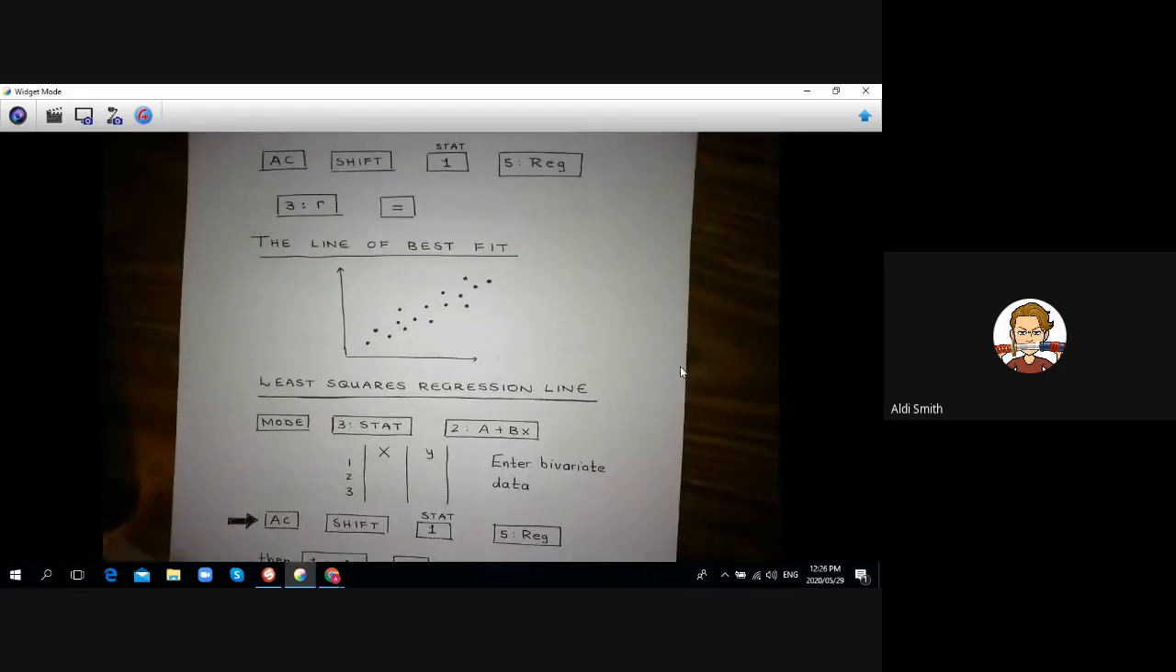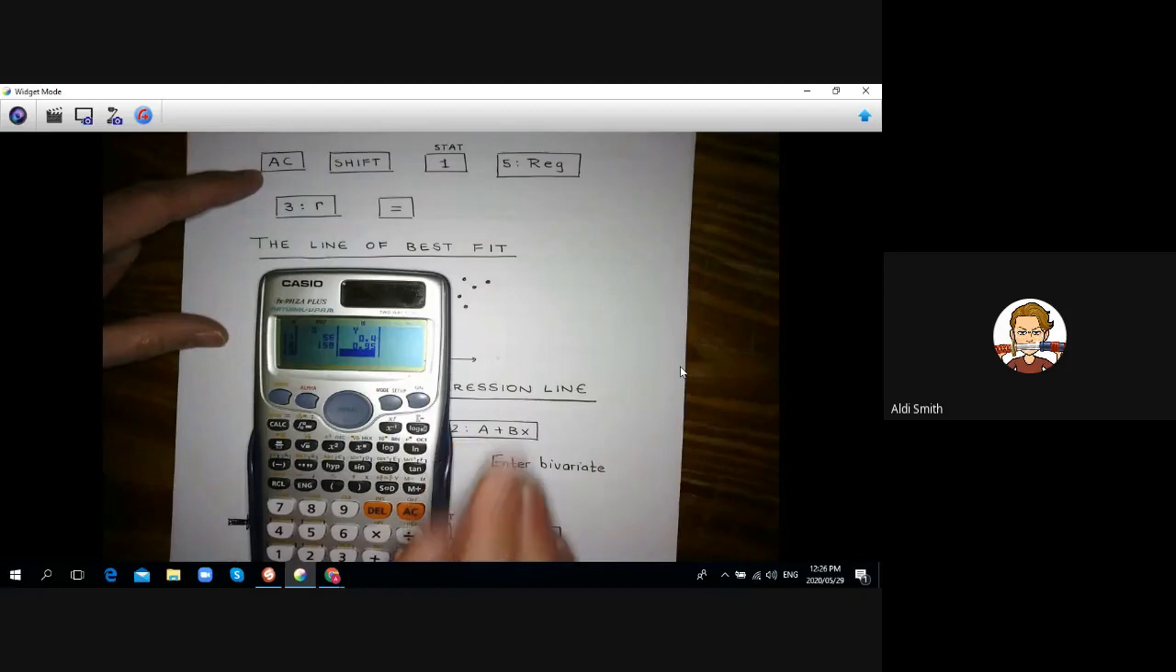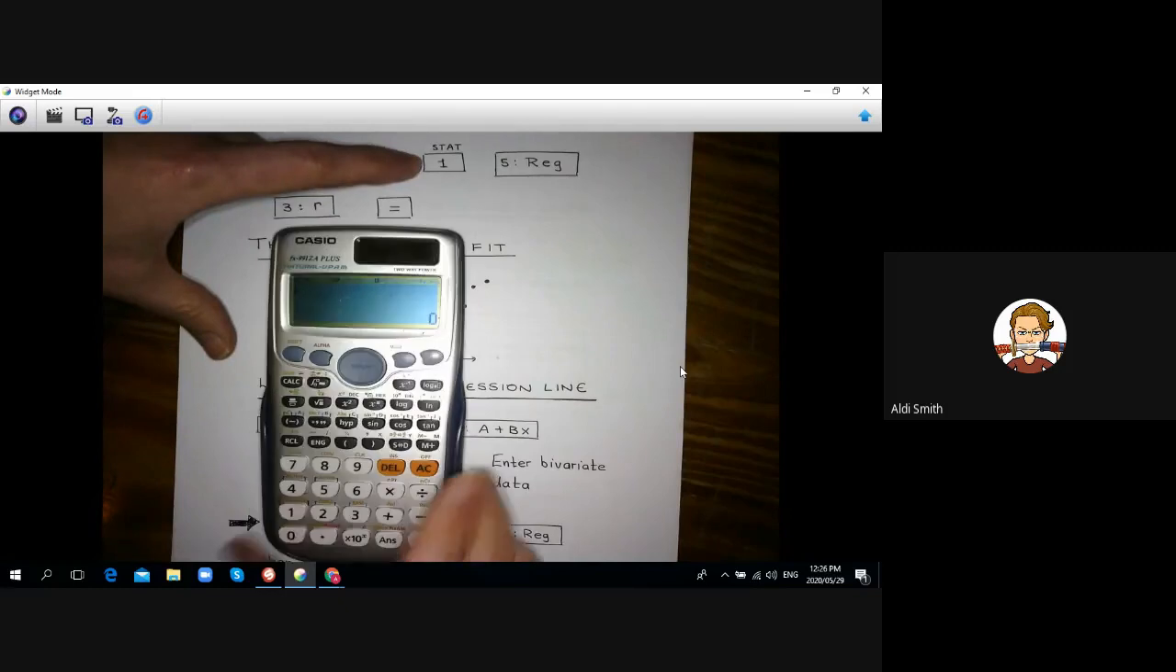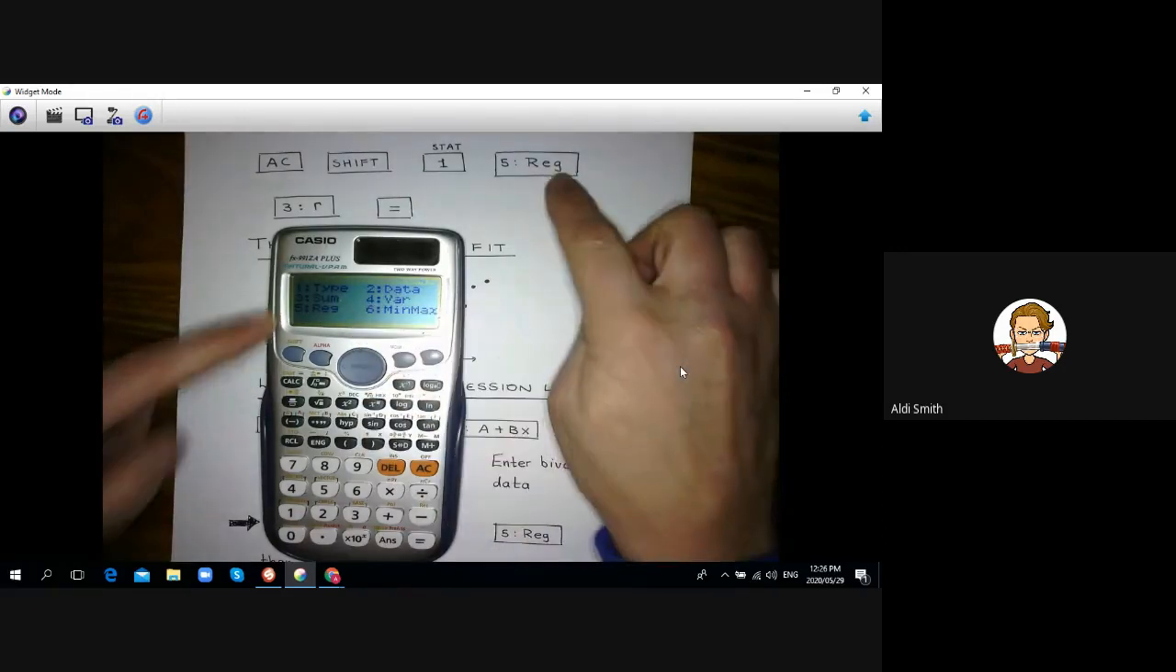They've got to stick together. Now, the rest is you press the AC button, and I've said this to you guys before, only once to clear the screen. If you press it twice or more, you might actually clear the data, so be very careful there. You press the AC button once. Then you press the shift button, and you press the 1 button because that stat lies above the 1 button. We press that. Now you have this option coming up, 5, which is regressions.